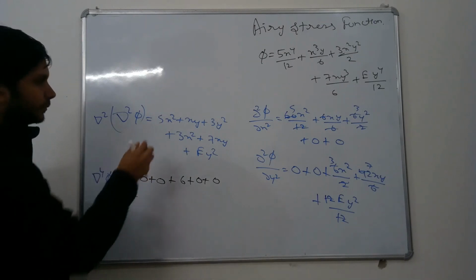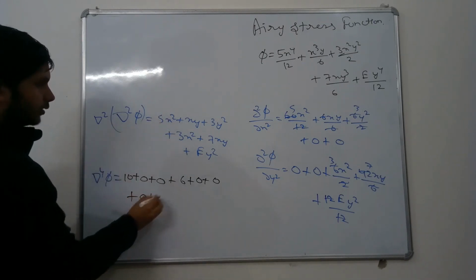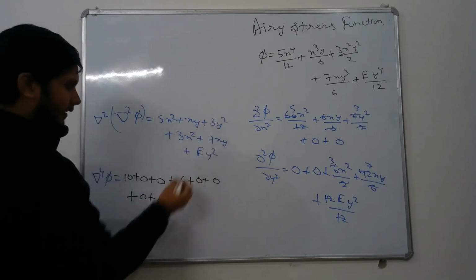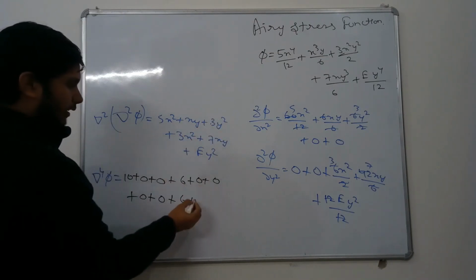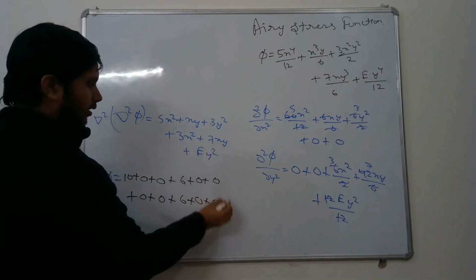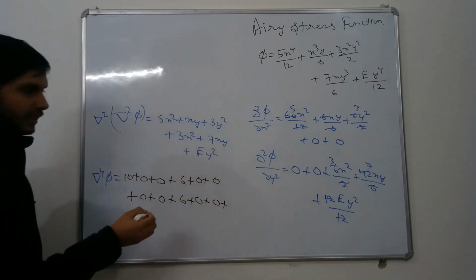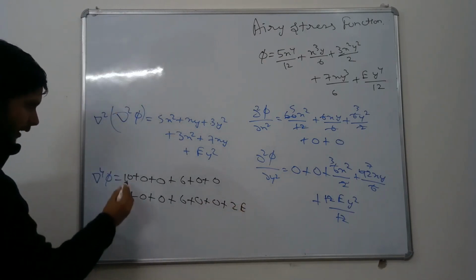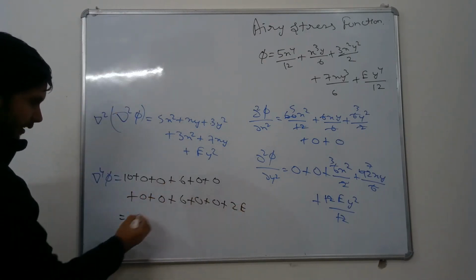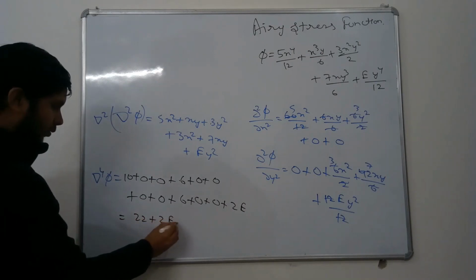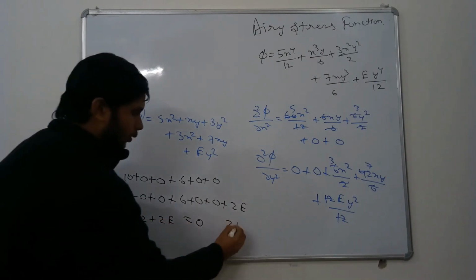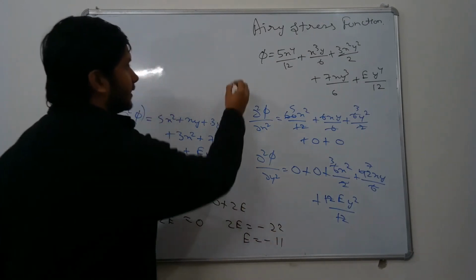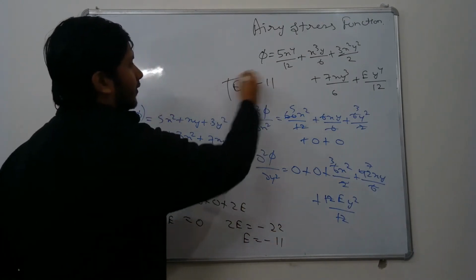No x, 0, plus now with y. With y there is no y, 0. 1 time y, 0. 2 times y, so 3 2s are 6y and then 6, so 6, plus no y, 0. 1 time y, 0. 2 times y, 2ey and then 2e, so 2e. Fine. So if I add it, it will be 10 plus 6, 16, 16 plus 6, 22, 22 plus 2e equal to 0. So 2e will be equal to minus 22, e will be equal to minus 11. So the answer is e equal to minus 11.